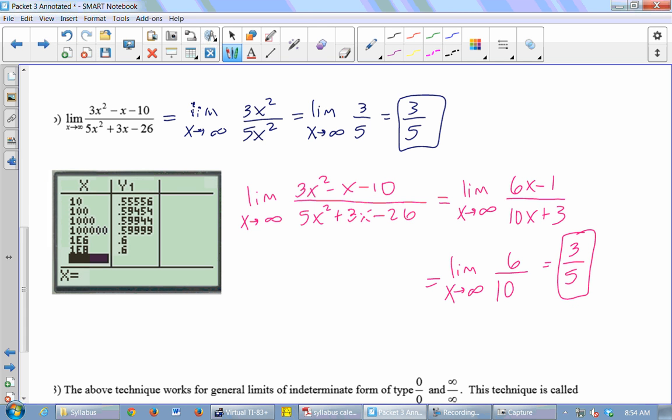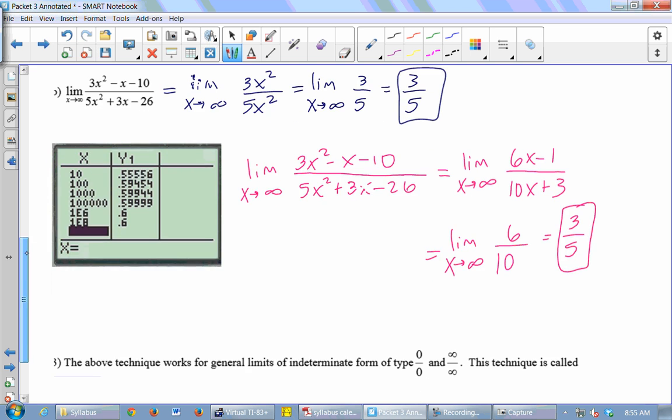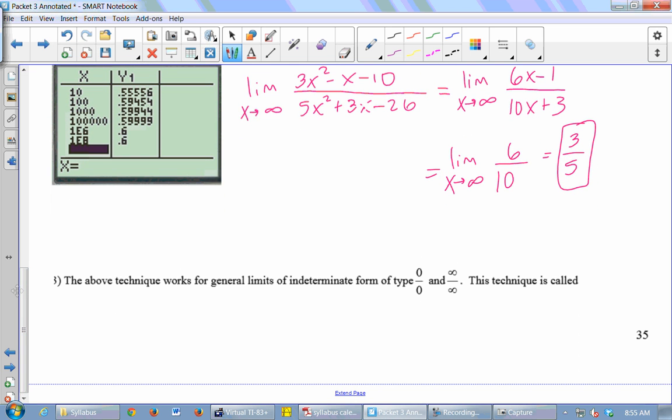So this technique works for any limit of an indeterminate form, which is 0/0 or infinity over infinity. And the technique is called L'Hopital's rule.